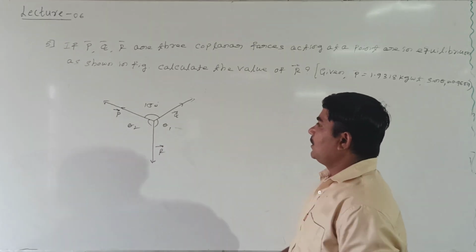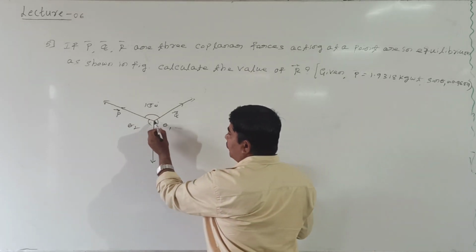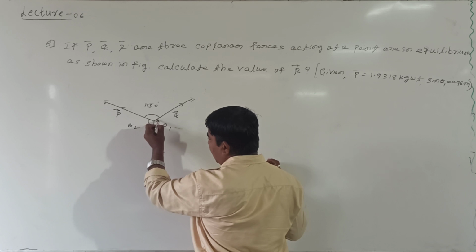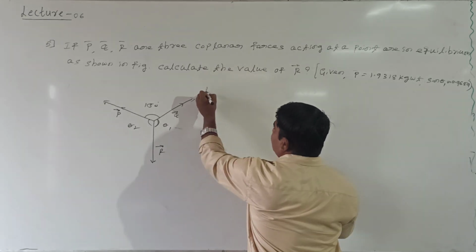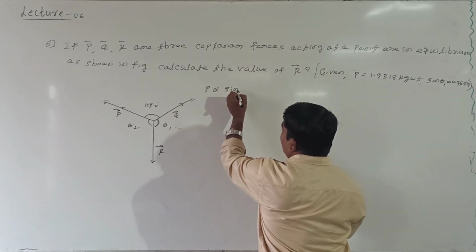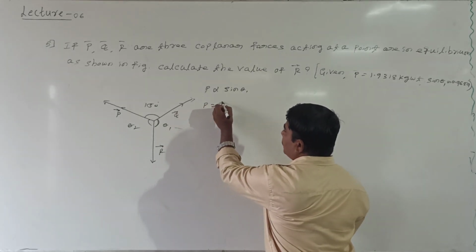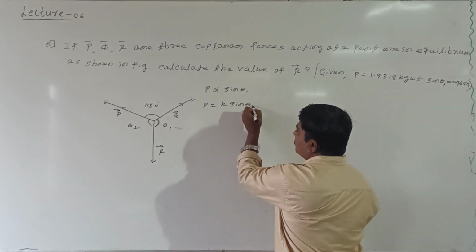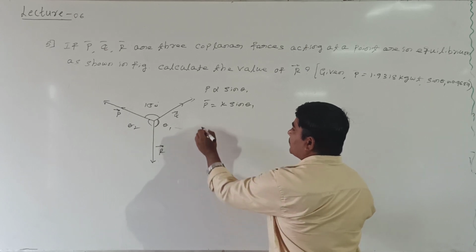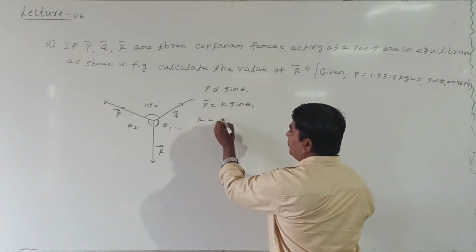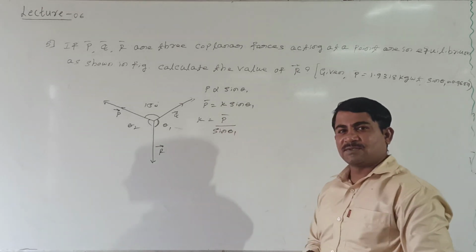Look at me. If P, Q, R are in equilibrium, then according to Lami's theorem, the force P is directly proportional to the sine of the angle between Q and R. So P equals constant K into sine theta 1. Or what is K? K equals vector P divided by sine theta 1. Are you following this?